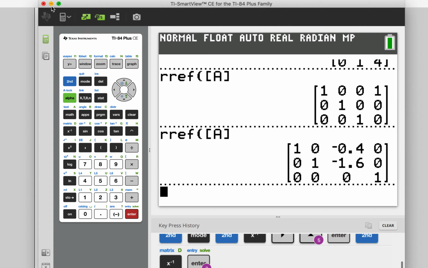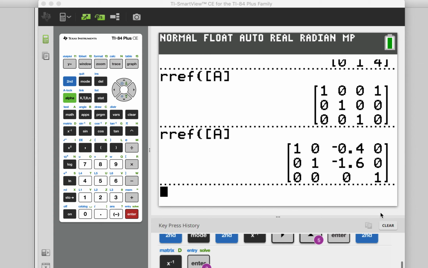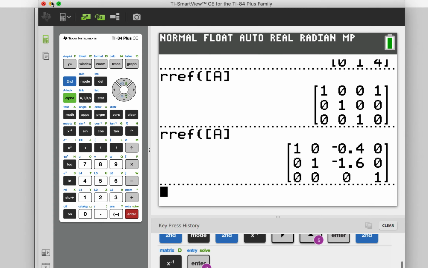It is not. Okay, so let's write down what we got for RREF, and then let's talk about what it means. Okay, so we had 1, 0. I'm going to put these as, yeah, that's fine. -0.4.